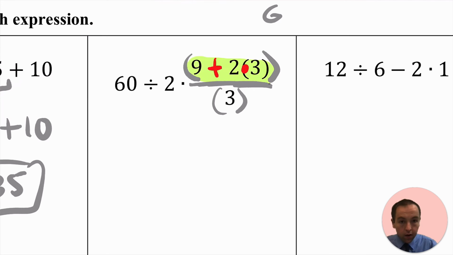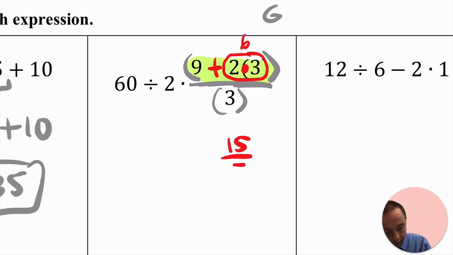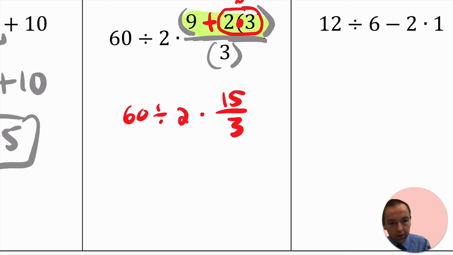Because of GEMDAS, you have to do the multiplying first before you do the adding. So you have to do the 2 times 3 first, which is 6, and then you can add 9 to that, which would be 15. So you're going to get 15 over 3 there, and then 60 divided by 2 times 15 over 3, right?